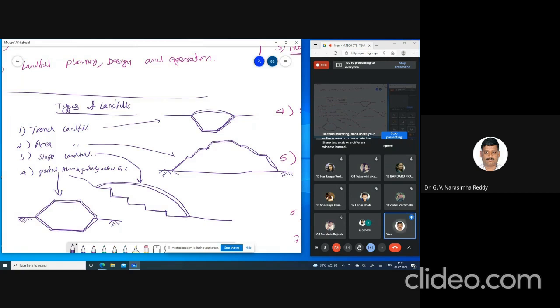Advantage of trench landfill is the surface area. Yes, the surface area of the trench landfill is less compared to area landfill. Surface area is lesser. Like on the top of the ground. No, the same quantity you can make it above the ground or below the ground.